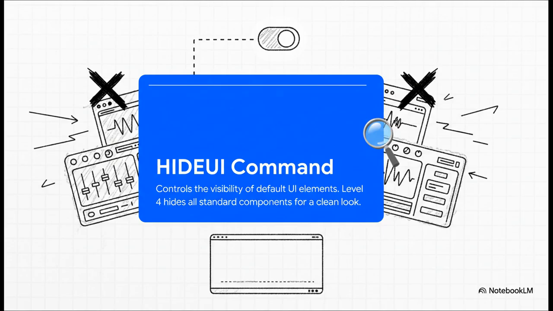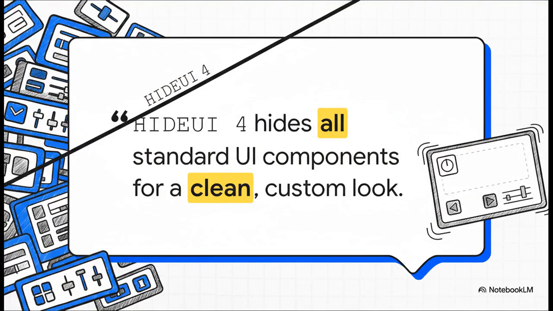You know, the very first step to getting a custom look is usually deciding what you don't want to see. And the hide UI command, well, that's your tool for the job. It lets you just turn off all the default interface stuff, clearing the stage for your own design. And get this, it is so simple. A single line like hide UI 4 just strips away all the standard components. And boom, you have a totally clean slate to build on. No clutter, just your vision.